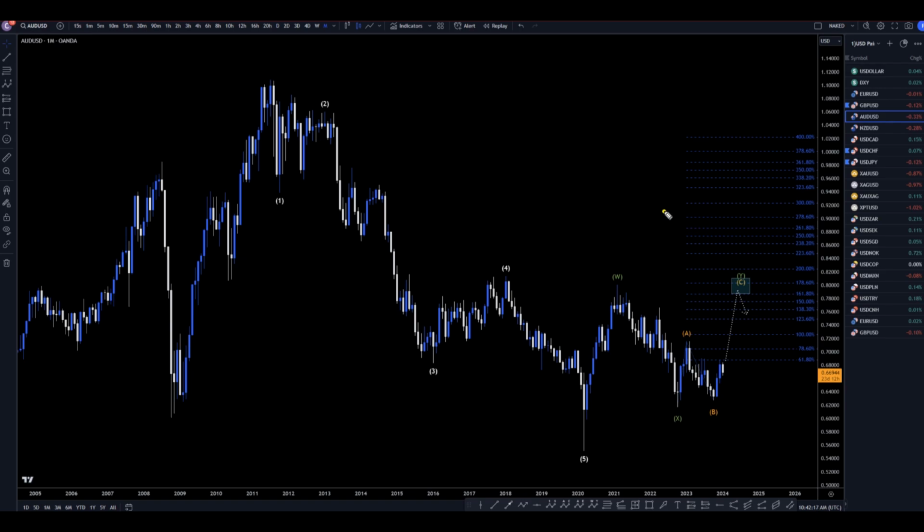Today is Monday, January 8th, and I'm going to be analyzing the Aussie US dollar starting on the monthly, working my way down to the 1 hour time frame for the full top down analysis.